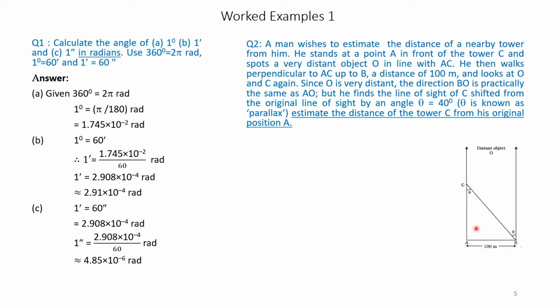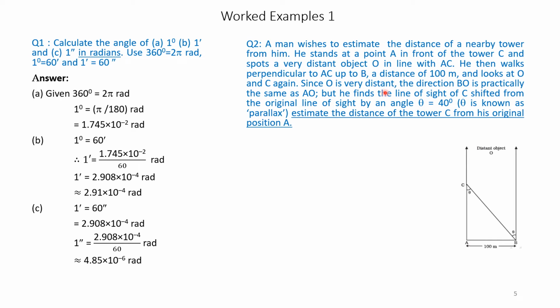Please see the figure below, wherein the man stands at point A in front of tower C. AC is the tower and he stands at position A in front of the tower and spots a distant object O in line with AC. So the distant object is here in line with AC. He then walks perpendicular to AC up to B. So he walks exactly perpendicular, at 90 degrees, and he stands at position B, which is at a distance of 100 meters, and looks at object O again. O and C again. So from point B he looks at C as well as at the distant object O.